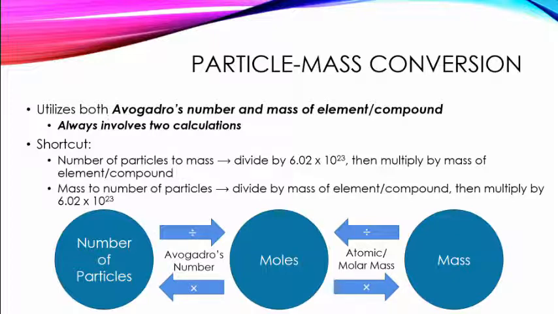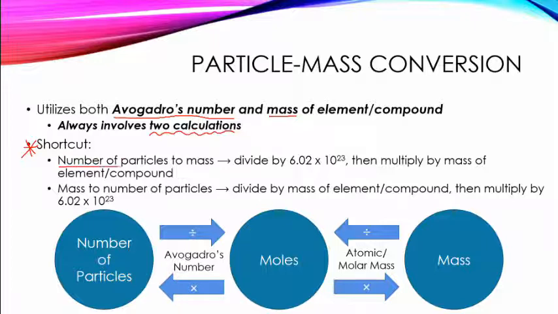In this case, you use both Avogadro's number and the mass of either the element or a compound. And so again, you have to do 2 calculations. So you're going to multiply and then divide. All right, so here's your cheat sheet. Again, cross this out, we're going to go from the far left of the diagram all the way to the right and back and forth.